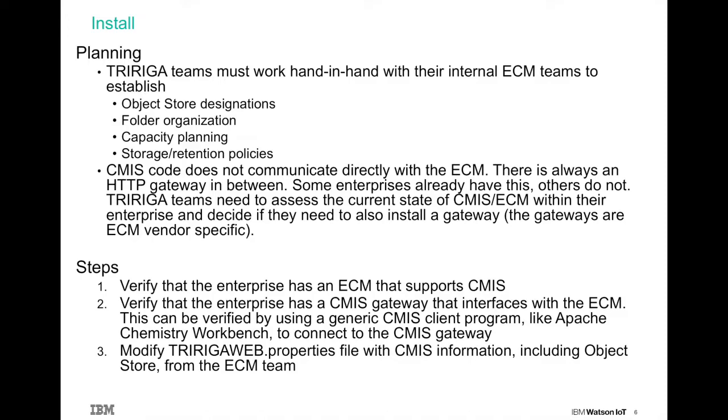Therefore, it is imperative that TRIRIGA teams work hand in hand with their ECM teams in a phase 0 prior to utilizing the CMIS capabilities of TRIRIGA. In that process, with the ECM teams, they're going to have to figure out which object stores are going to be used within the ECM, which folders are going to be used. They're going to probably have to go through some sort of capacity planning process in order to see how the TRIRIGA use is going to have an impact on the overall ECM. And then you're also going to have some sort of discussion around storage and retention policies.